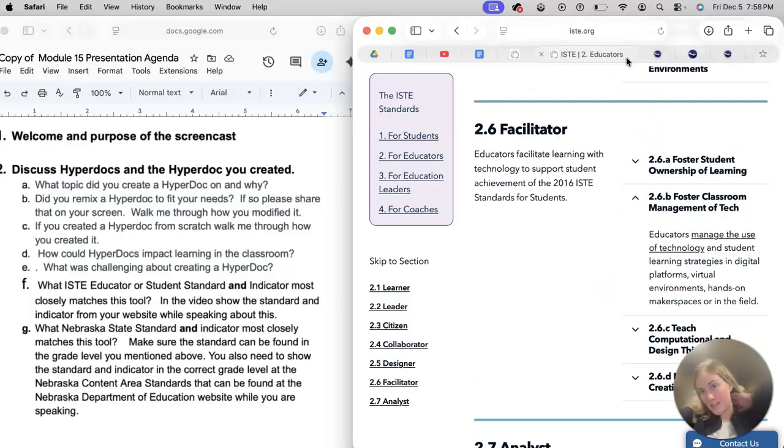So for the second ITSE standard, I have 2.6b, foster classroom management of tech. Educators manage the use of technology and student learning strategies in digital platforms, virtual environments, hands-on makerspace, or in the field. So by providing the HyperDoc, you are giving them all of the links that they need. They don't need to do any searching. They can get this HyperDoc from the classroom. So I think it's preventing anything bad from happening on the internet.